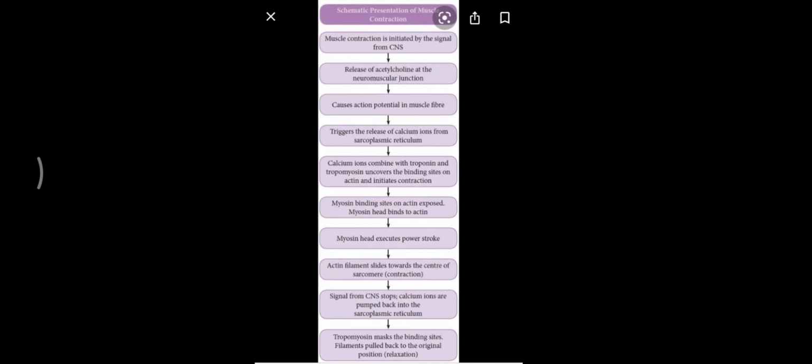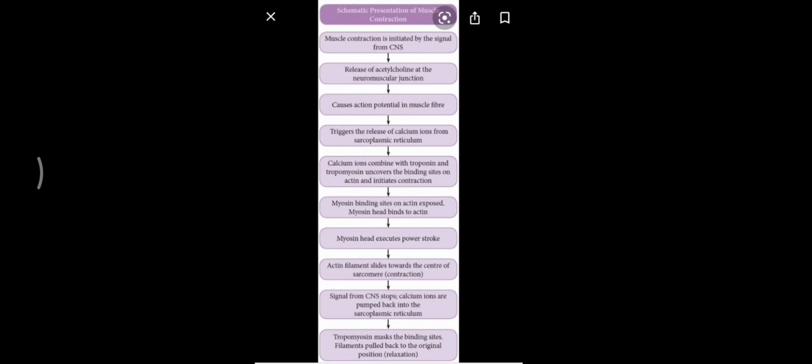Now, when the neural signal reaches this junction, there is a release of a neurotransmitter called acetylcholine. When this neurotransmitter reaches the junction, there is generation of an action potential in the sarcolemma. Again, the sarcolemma is the membrane of the skeletal muscle fiber. This action potential spreads into the muscle fiber, and the sarcoplasmic reticulum releases calcium ions into the sarcoplasm.